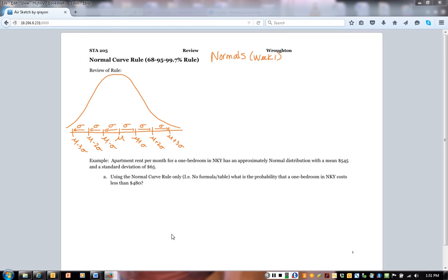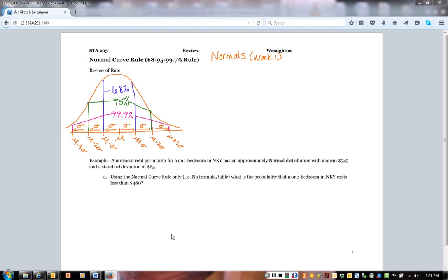And then when I did that, if I went out the 1 standard deviation in either direction, I would get 68% of my data. If I went out 2 standard deviations in either direction, I get 95% of my data. And if I go out 3 standard deviations in either direction, we get 99.7% of our data.